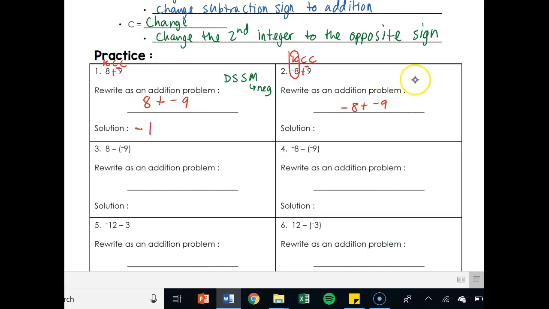And this is an SSAK, same signs, add, keep, right? They are both negative, so they're the same sign. So I add them up, 8 plus 9, that's 17, and keep the sign. So negative 17 is my answer.